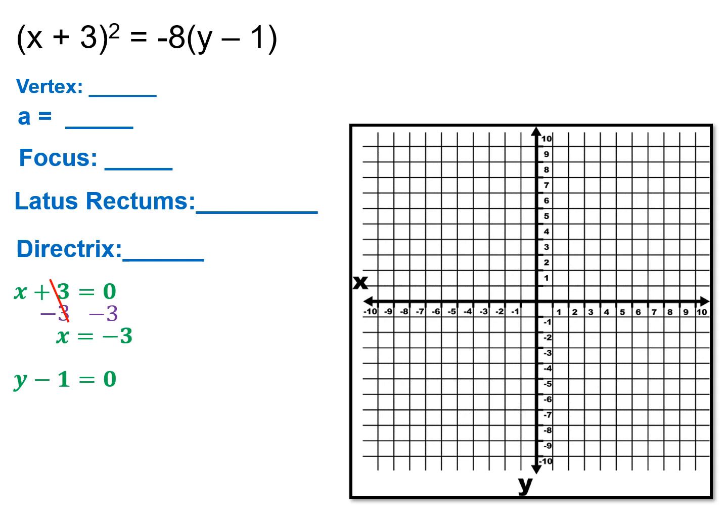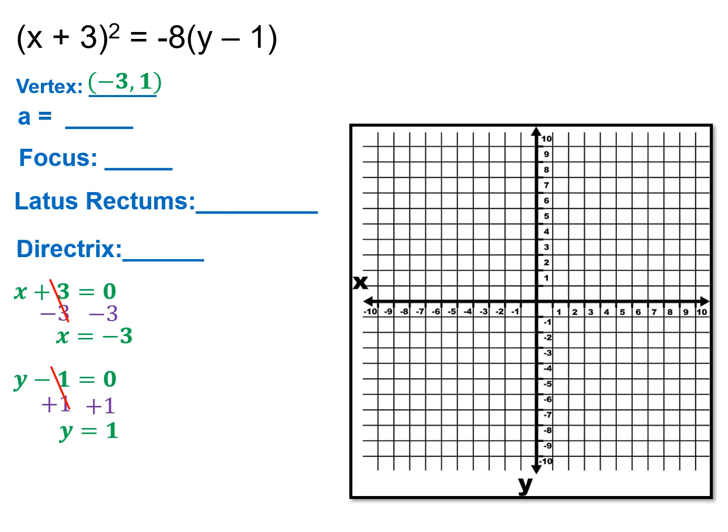Now for the y, we're going to have y minus 1 equals 0. So this is coming from here. And we're going to solve for y. So we're going to add 1 to both sides to isolate the y, so we can cancel this. And what's left is y equals 1. So that means the vertex is at negative 3, positive 1.